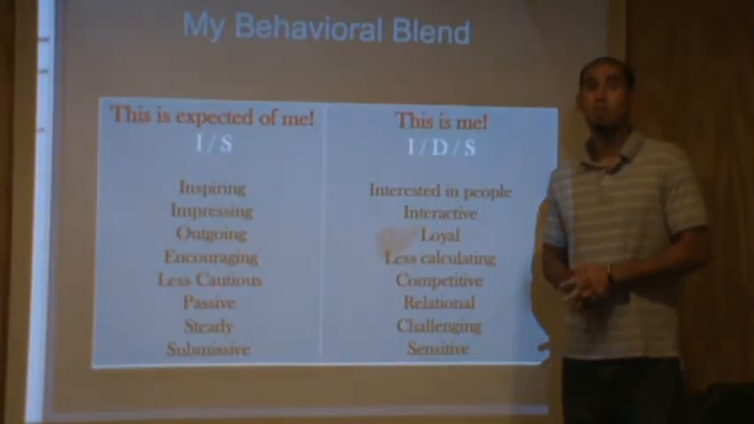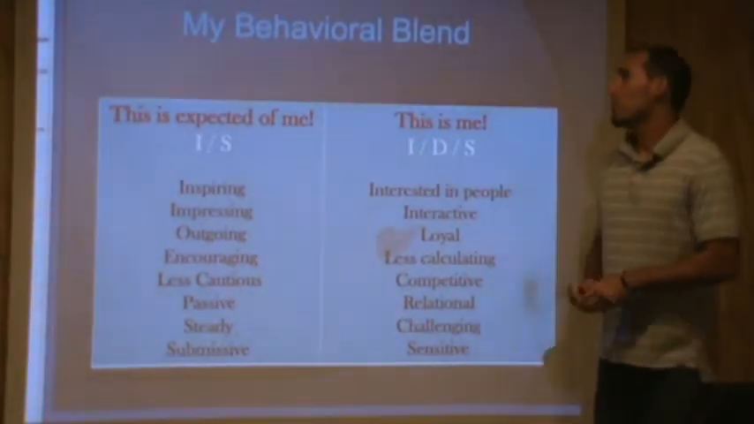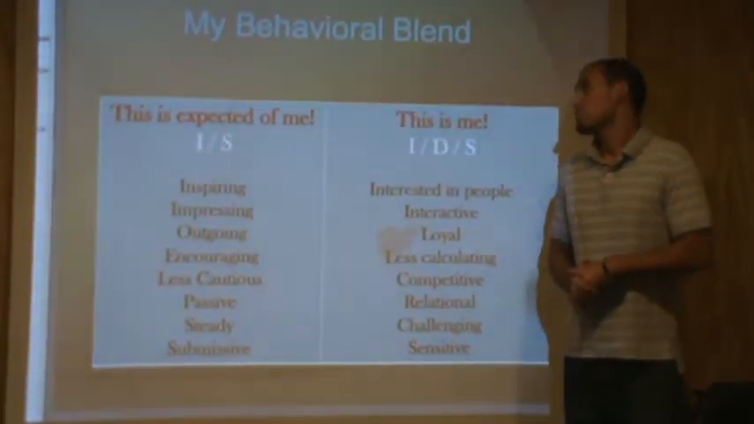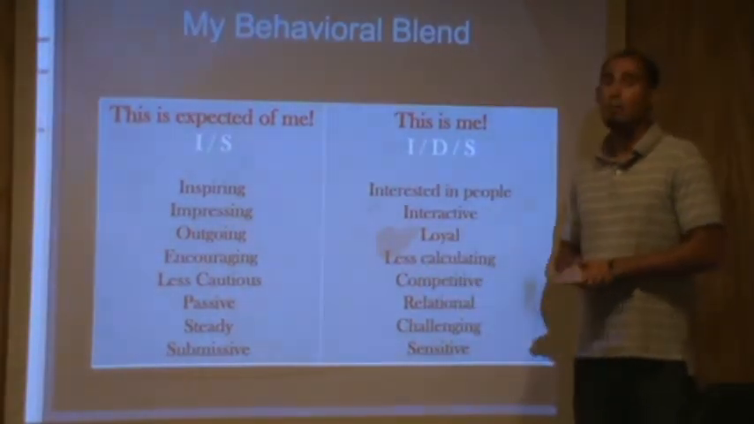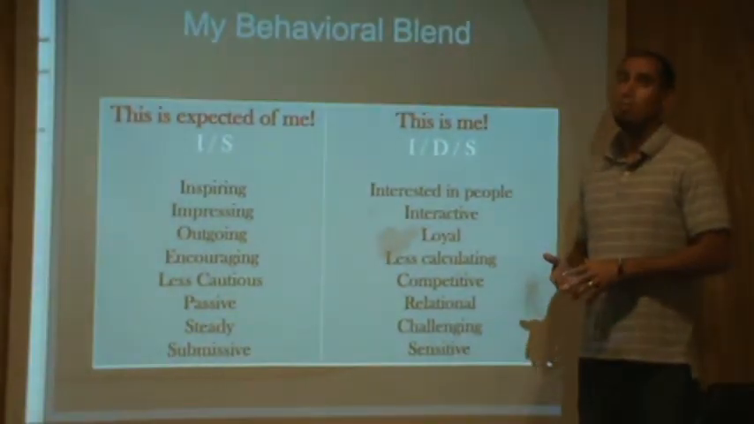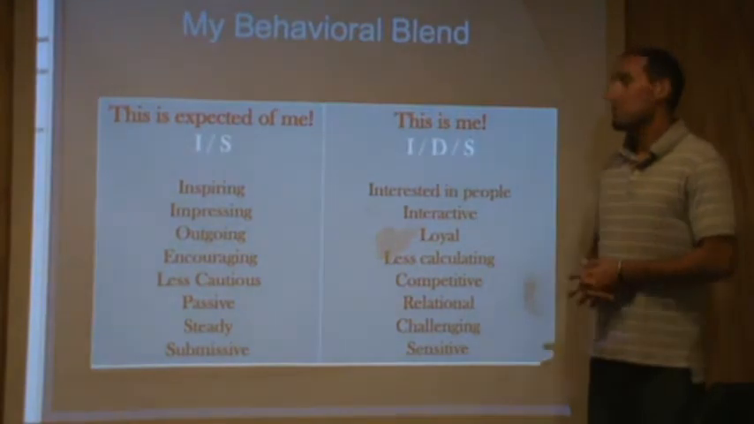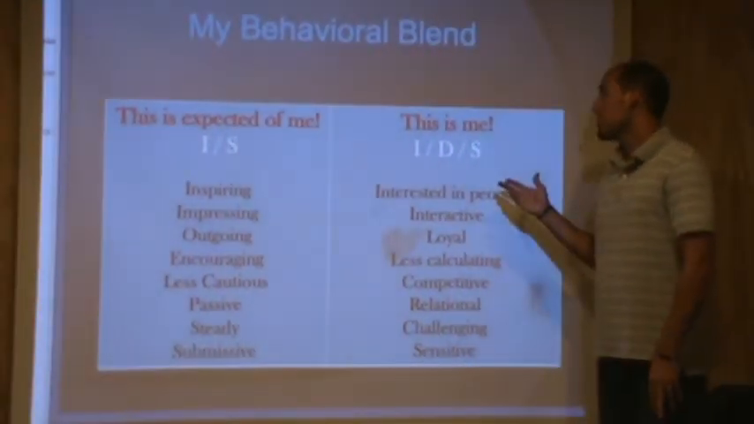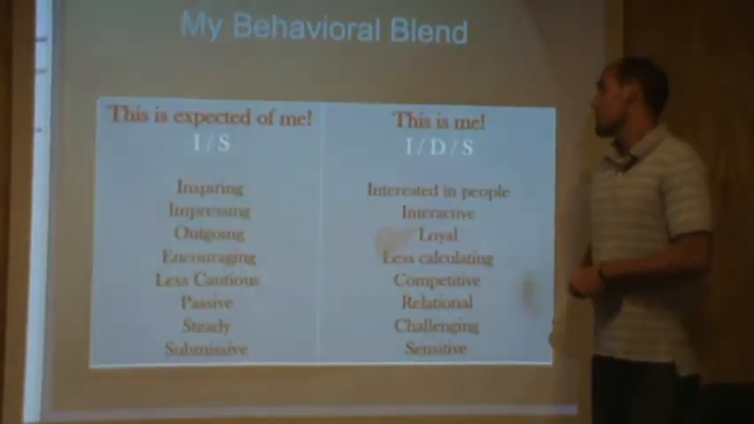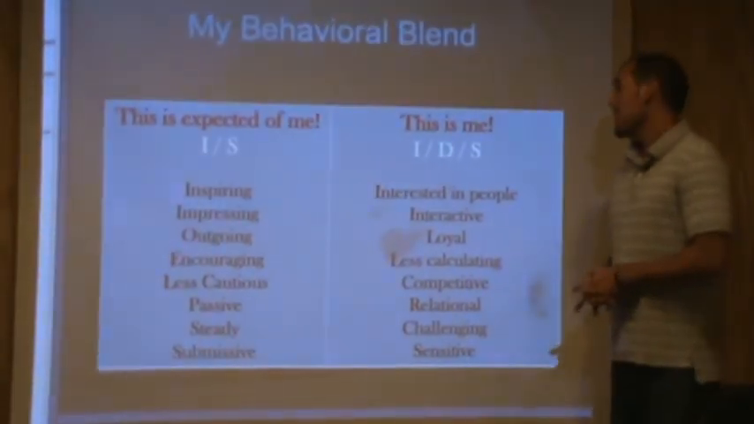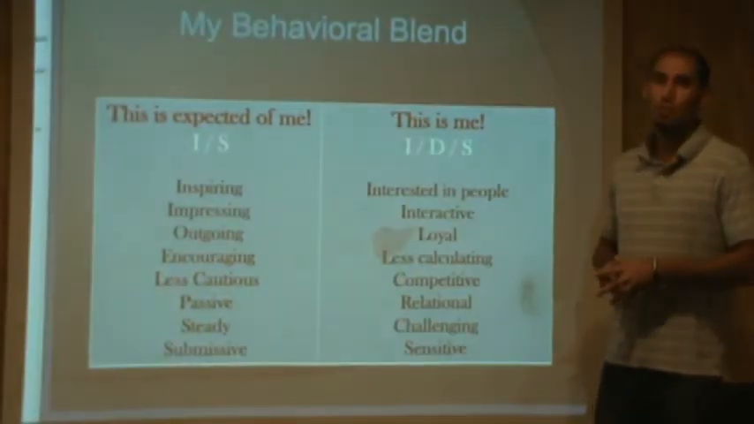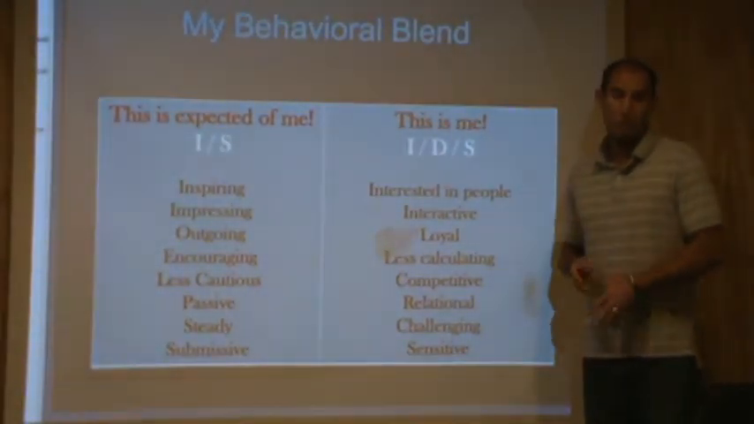My behavioral blend, according to Carbonell's book, the first graph is what is expected of me. I was an IS. And some of the traits there are inspiring, impressing, outgoing, encouraging, less cautious, and passive, steady, but yet submissive. And in my second graph, this is me, I'm sorry. I was an IDS, which gave me traits that I'm very interested in people, I'm interactive, loyal, less calculating, competitive, relational, challenging, but yet sensitive.